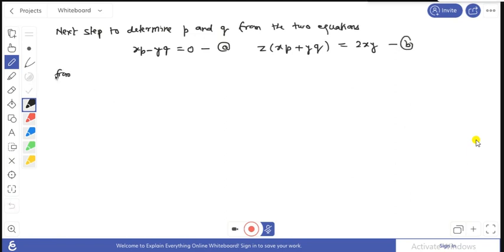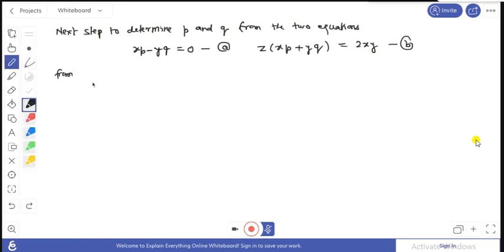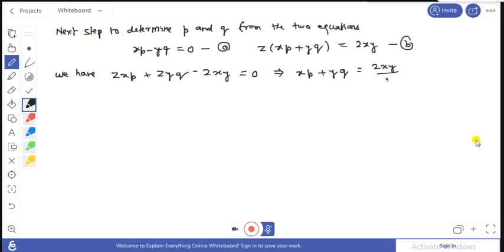So from equation A, we can write xp. Here we have z of xp plus z of yq minus 2xy equals 0. So we can write xp plus yq equals 2xy over z. Here we have xp plus yq, and here xp minus yq.